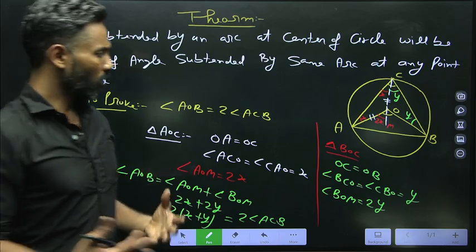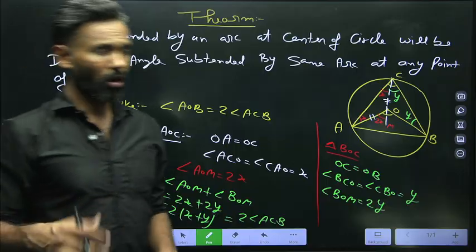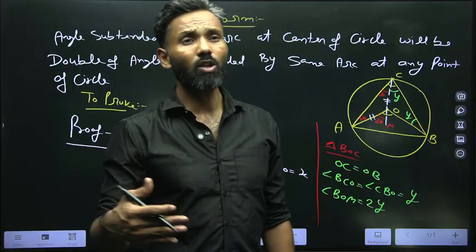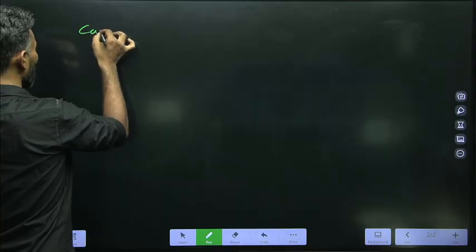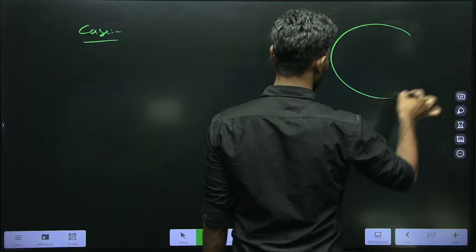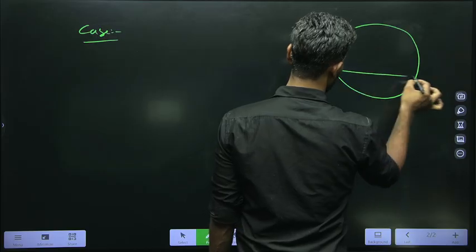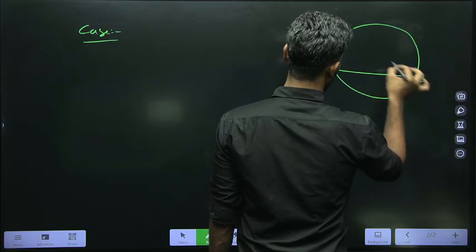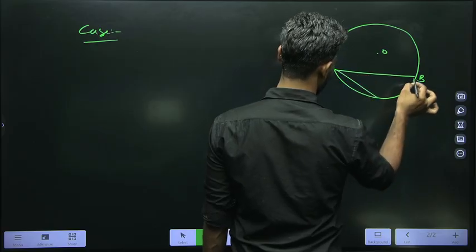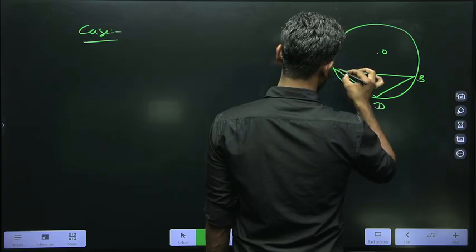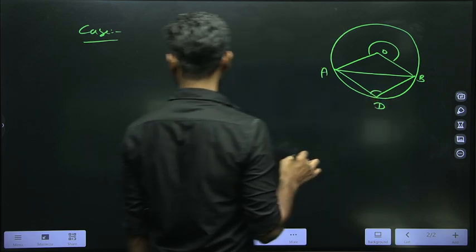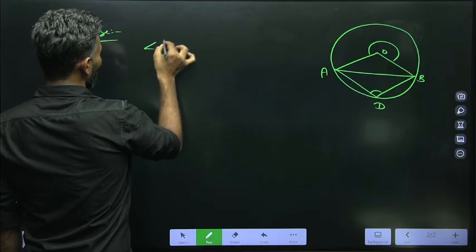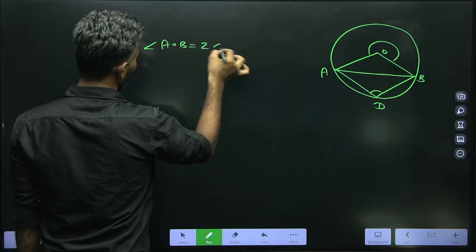Now I'm going to discuss the second case of the same theorem with you, and you can work out the third case on your own. Understand that? So case 2 says that when the point is situated in the minor segment, so there is a similar kind of circle, and this is a chord AB, and the point will be in this major segment, and this is a point D. Now we have to prove that the angle subtended by the chord, this angle, is twice of this one. So we have to prove angle AOB is twice of angle ADB.